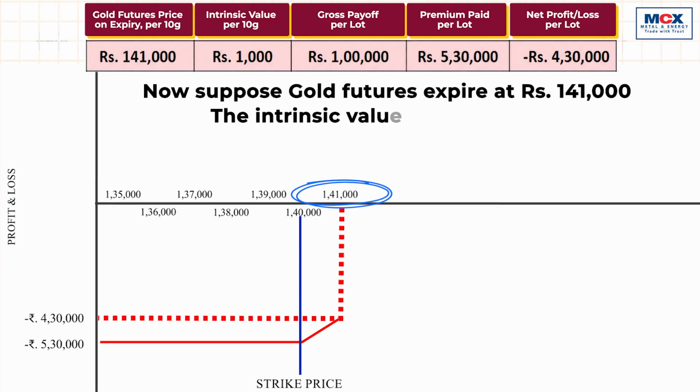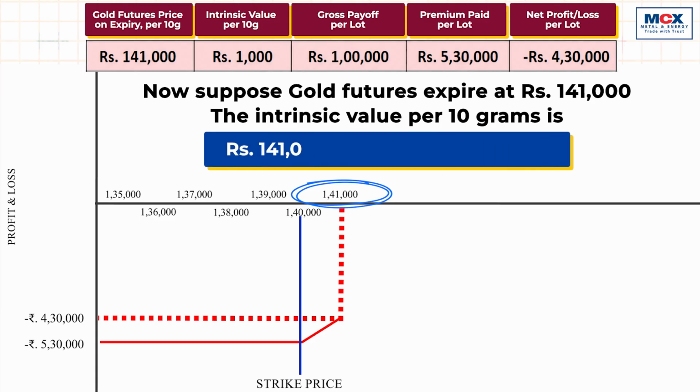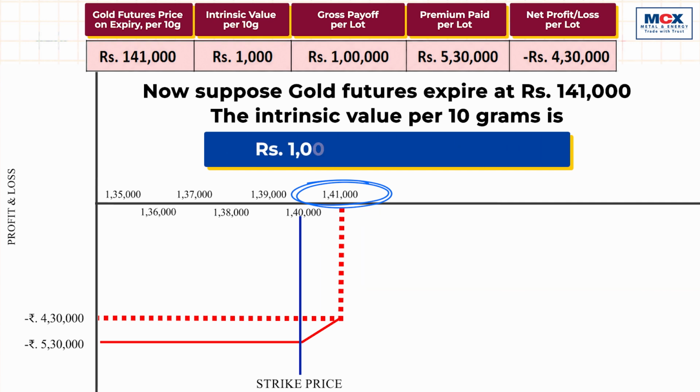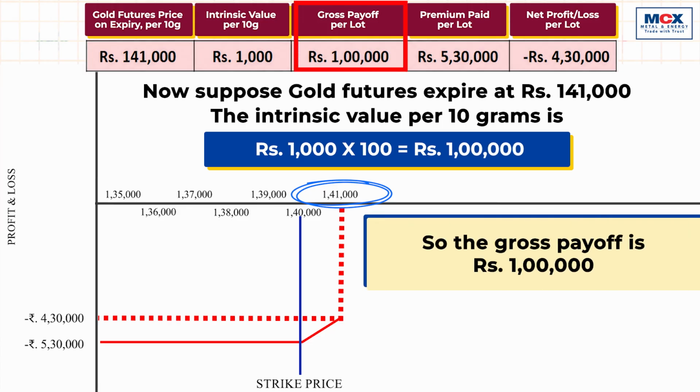The intrinsic value per 10 grams is Rs 1,41,000 minus Rs 1,40,000 equal to Rs 1,000. But for one lot, we multiply this by 100. Rs 1,000 into 100 equal to Rs 1 lakh. So the gross payoff is Rs 1 lakh.